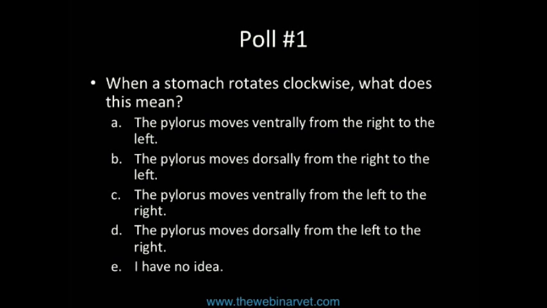If you take your hand and rotate your arm out, so your hand goes away from your body and then out as far to the left as you can, now your elbow is still at your side, but your hand is pointing away from your body. That is how the pylorus moves. So it moves along your ventral abdomen from the right side to the left.